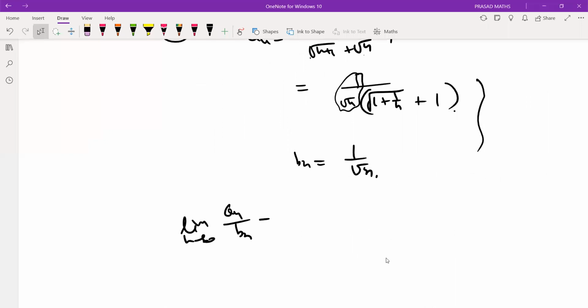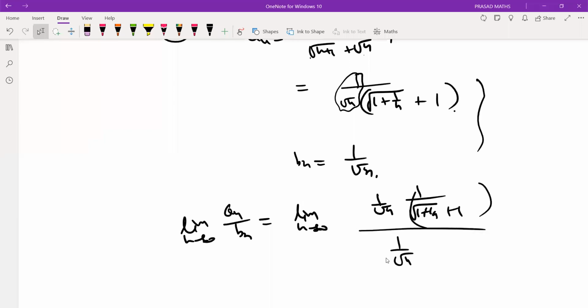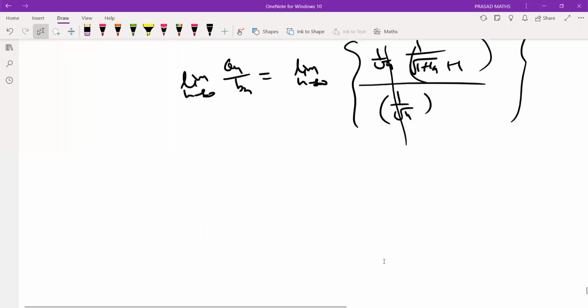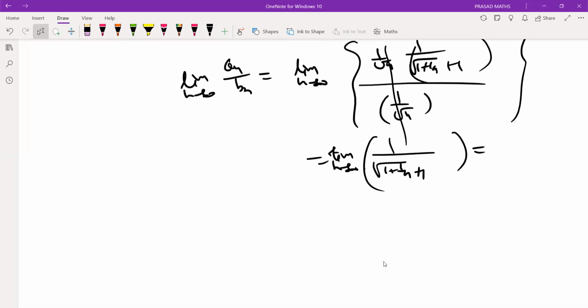Right? So now what you do is apply the limit of an by bn. What is my an by bn? Limit of this an by bn is therefore 1 by root of 1 plus 1 by n plus 1, by 1 by root n. Therefore this is cancelled out. So what do you have as the limit? Your limit is 1 by root of 1 plus 1 by n plus 1. Therefore what is the limit? 1 by root 1 plus 1, that means 1 by 2.